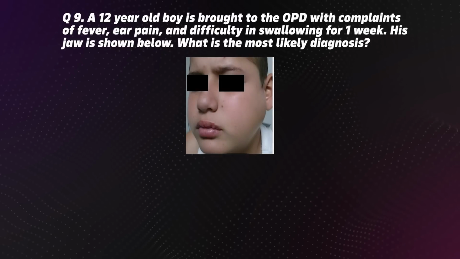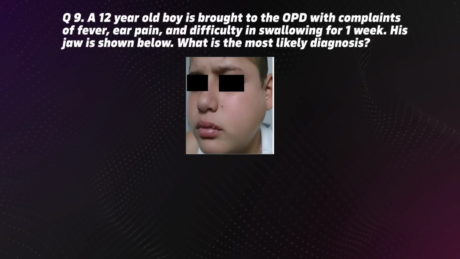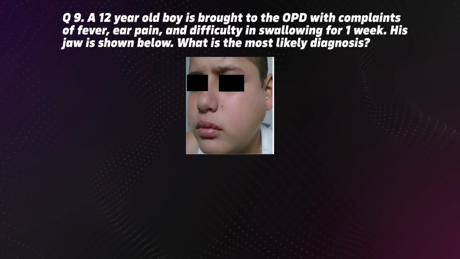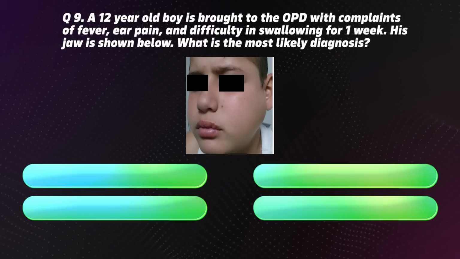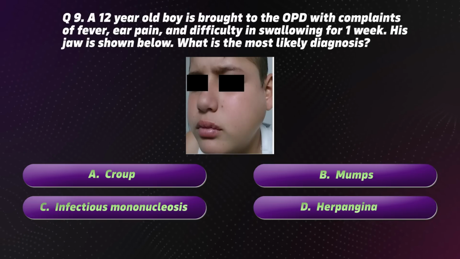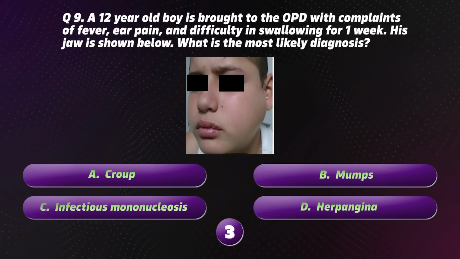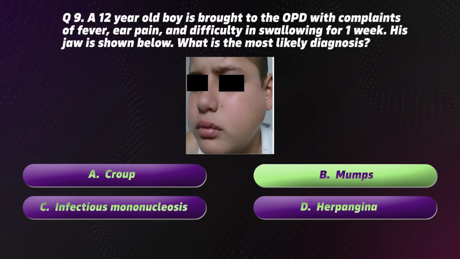Question 9. A 12-year-old boy is brought to the OPD with complaints of fever, ear pain, and difficulty in swallowing for 1 week. His jaw is shown below. What is the most likely diagnosis? Here are the options. A. Croup. B. Mumps. C. Infectious mononucleosis. D. Herpangina. And the correct option is B.